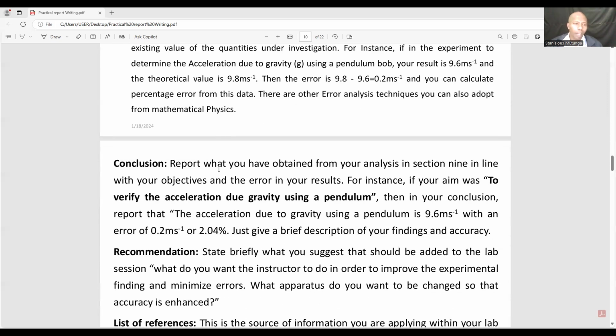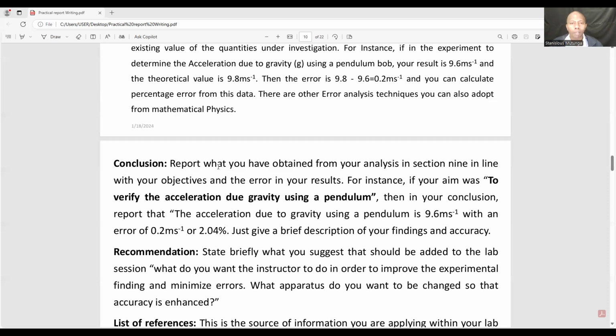Now, after having the error analysis, you are set to make the verdict of whatever you've done in the conclusion. And within this part is where we usually report what you have obtained from your analysis in section 9 and in line with your objectives and the error in your results. For example, let's say you had your title, you had your objectives. You had some information from the theoretical background, where we usually get all the expressions we are going to use within our experiment.